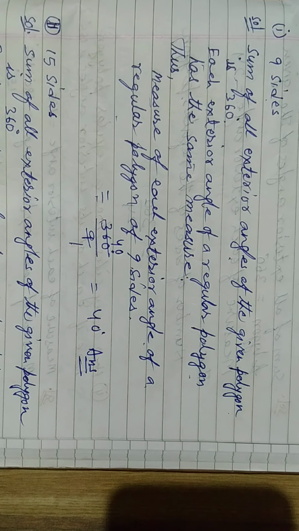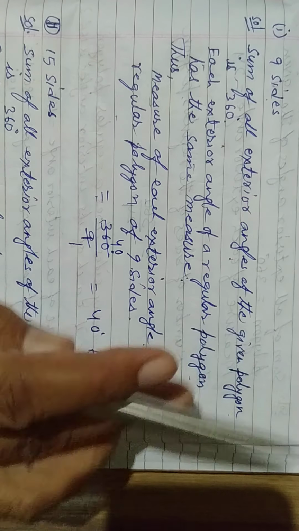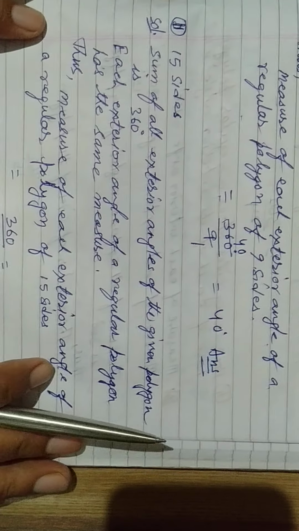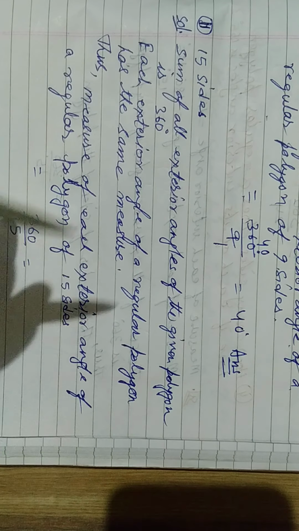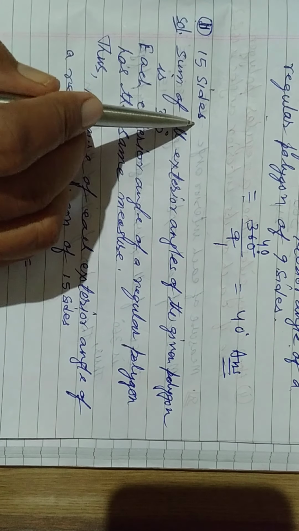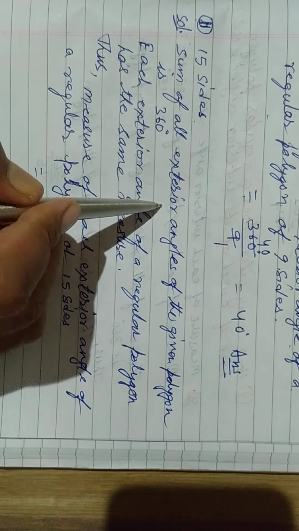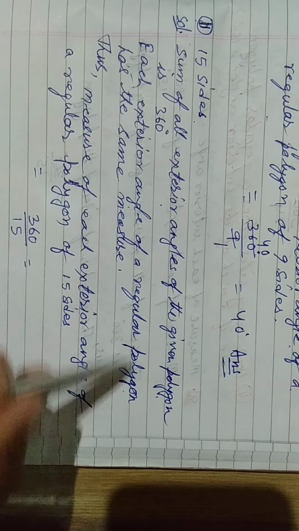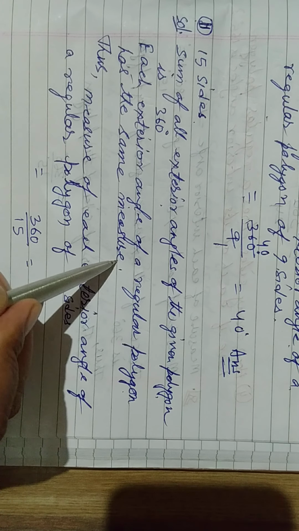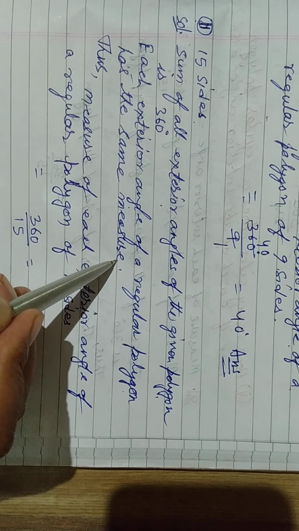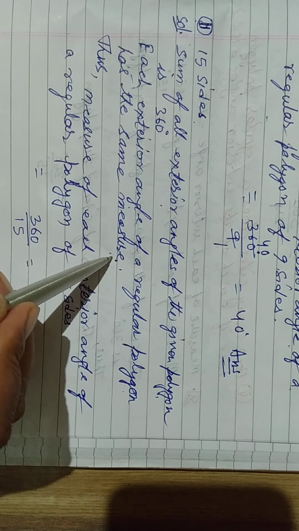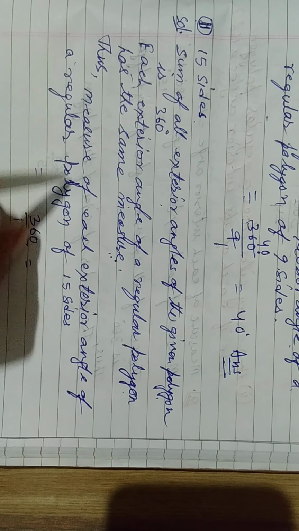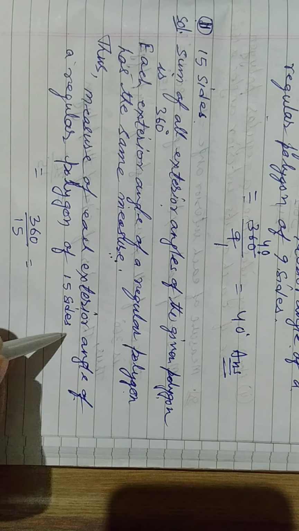Same process, b also you can find. 15, b number is given, 15 sides. Same. Sum of all exterior angles of the given polygon is 360 degree. Each exterior angle of a regular polygon has the same measure. These are the statements you have to write. This is important. Step by step you have to write. Then we can understand whether you are doing it correctly or not. Thus, measure of each exterior angle of a regular polygon of 15 sides.